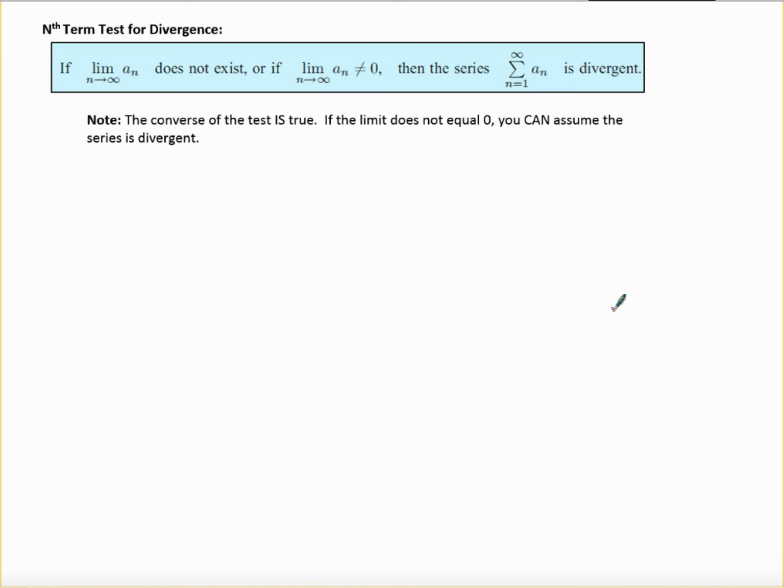It's much easier to see, hey, I just calculated the limit and I didn't get 0, or I calculated the limit and the limit didn't exist. That tells you that the series has to diverge. So that's pretty awesome. It might be easier to show that it's divergent than convergent. If the limit does not equal 0, you can totally assume that the series is divergent. Isn't that pretty awesome? I think so.